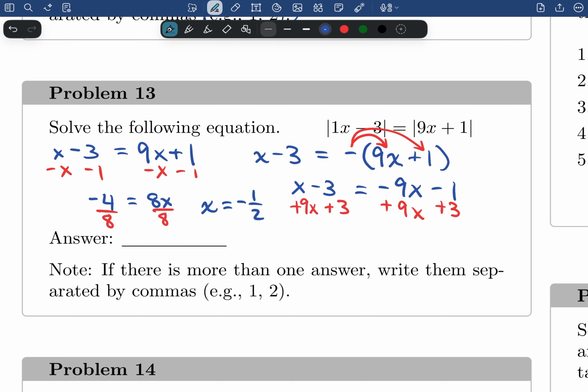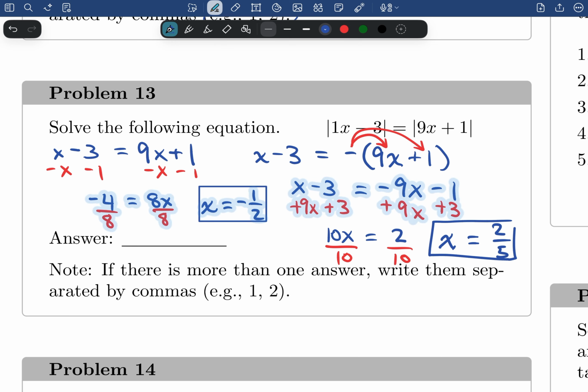x plus 9x is 10x, and -1 plus 3 is 2, and now I divide by 10, and I find my second solution for x. x equals 2/5. Great, so I found a first solution, solving the first equation, and a second solution, solving the second equation. And so I'll separate my answers with commas. I'll write -1/2, comma, 2/5. Done.